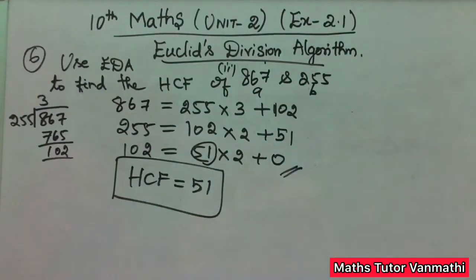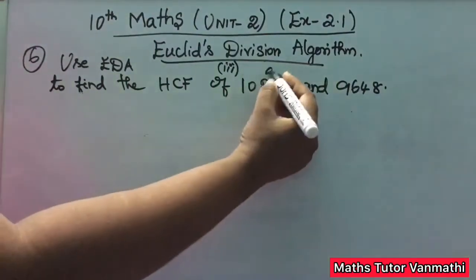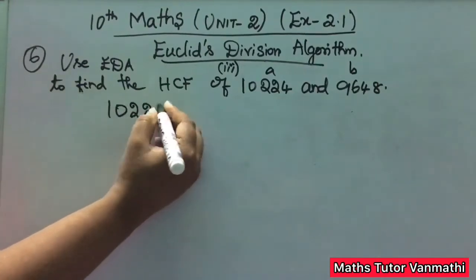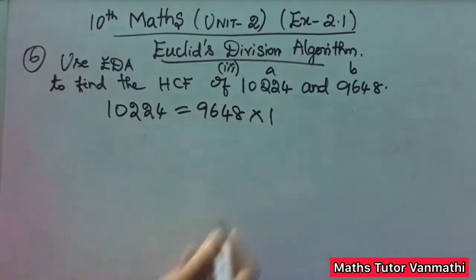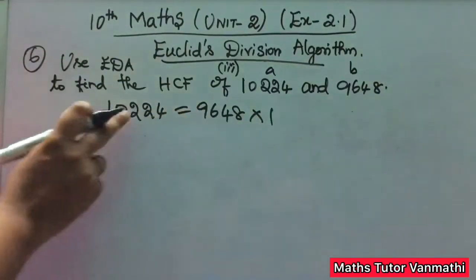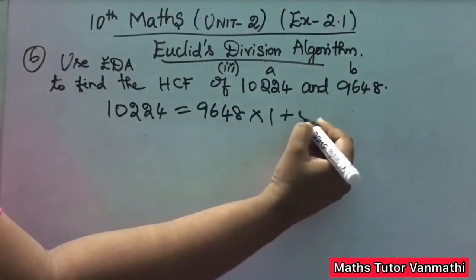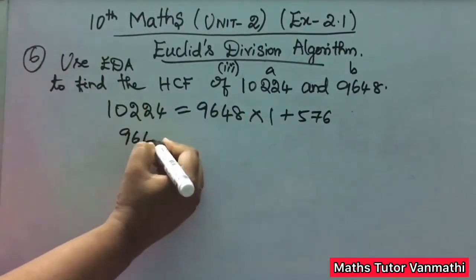Next we can see the next subdivision. Sixth problem, third subdivision. 10,224 and 9,648. This is your A, this is your B. 10,224 equals 9,648 into 1. Only one time it goes, because the next multiple would be too large. So one time only, and the remainder is 576. Clear? And again the process is repeating.